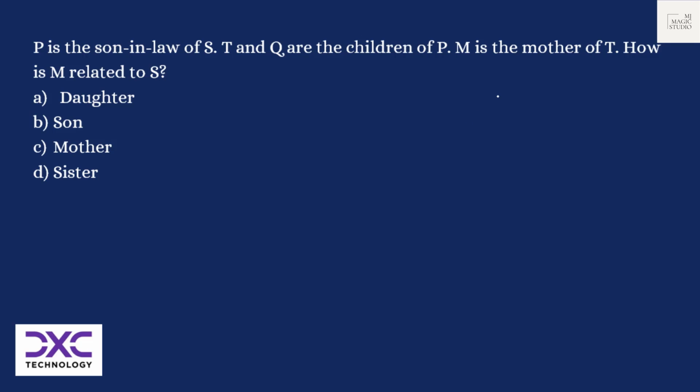Okay, so the first one on the screen is from blood relation. P is son-in-law of S. T and Q are the children of P. M is mother of T. How is M related to S? Obviously, if P is son-in-law of S, M, who is the wife of P, should be daughter of S. M is daughter of S. Option A should be the pick.